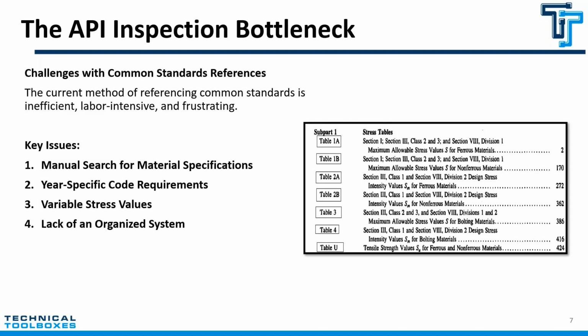Heads might be made of one material, shells another, and you've got to search through all these pages. What do we have here, from page 2 to 424? That's a lot of pages to have to search through. Although some of them may be concentrated in Table 1A, Table 1B, and such.